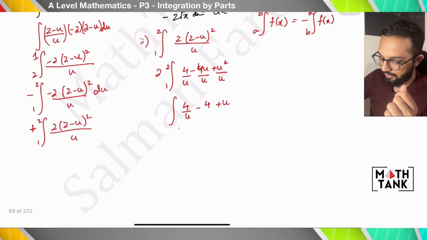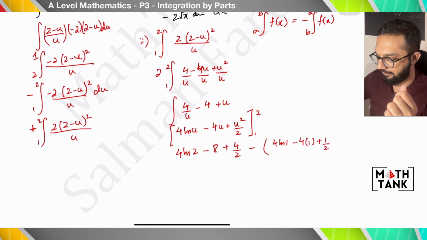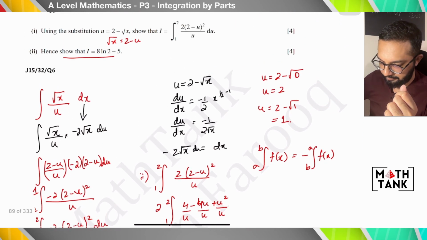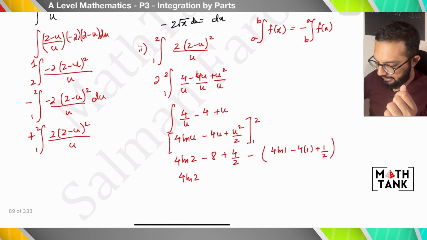So the integration of 4 over u is 4 ln u, minus 4u, plus u squared over 2, and my limits are 1 to 2. So when I plug in the limit 2, it gives me 4 ln 2 minus 8 plus 4 over 2, minus 4 ln 1 is 0, 4 into 1 and a half. So 4 ln 2. Hmm. I may have made a mistake somewhere, but no. Okay, that's fine.